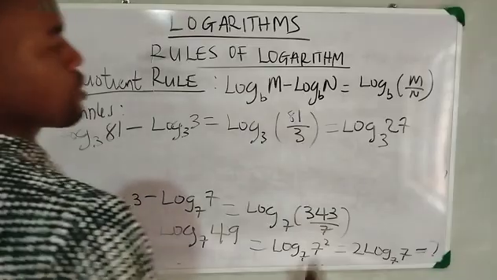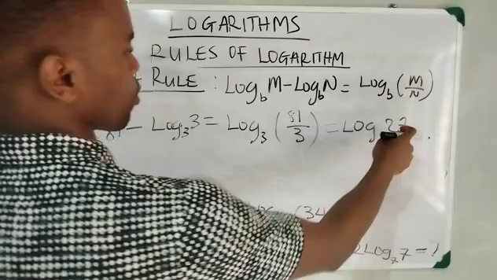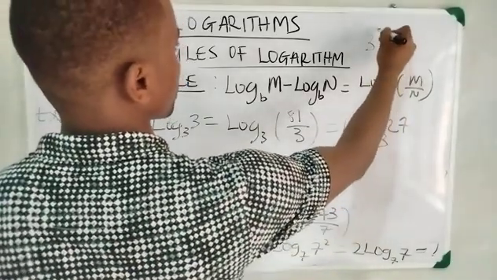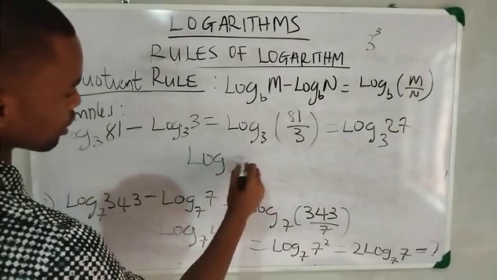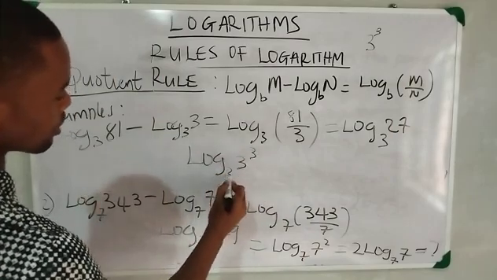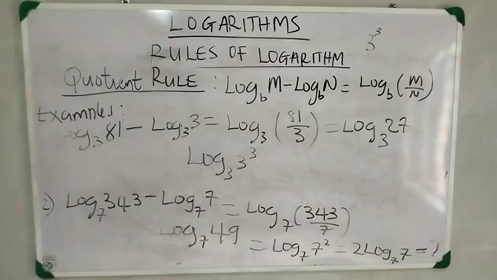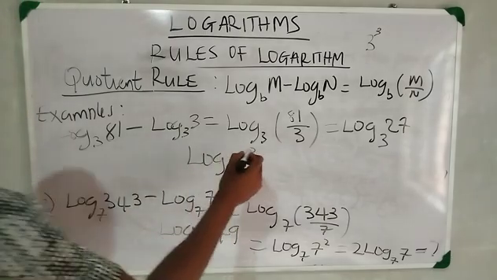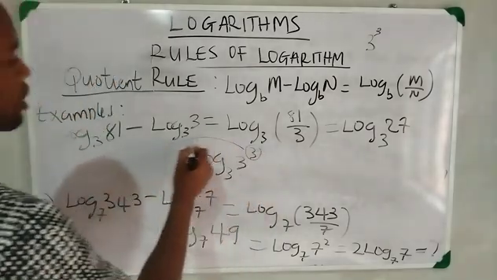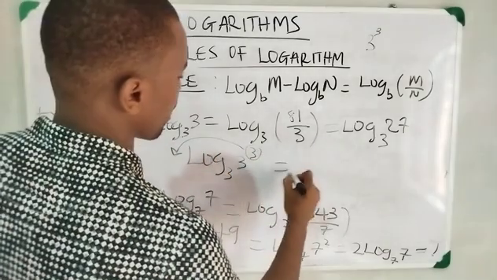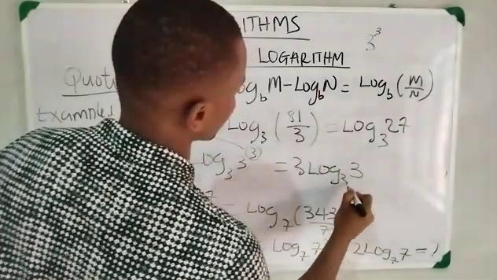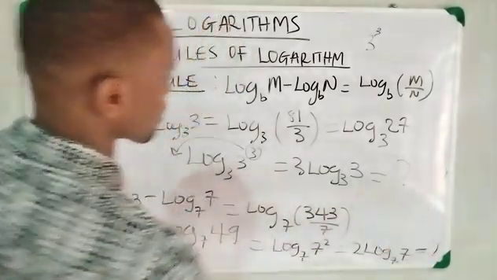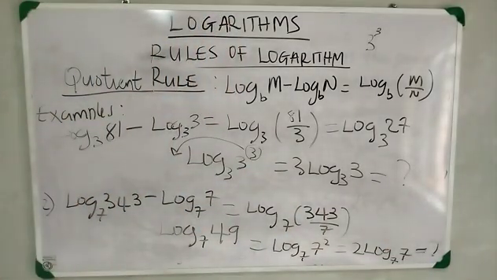Alright? But can we simplify further? Yes, because 27 is the same thing as 3 raised to the power 3. So this means I'm having logarithm of 3 raised to the power 3 in base 3. Now, according to the power rule, I can move this power to the front. So I'm going to have 3 log 3 in base 3. And what's my final answer? Let me know in the comment section.